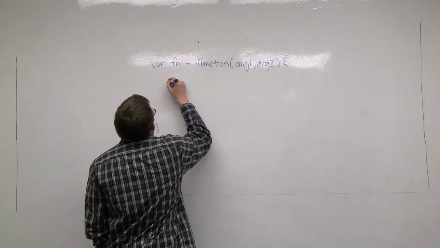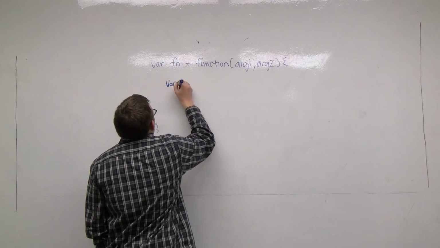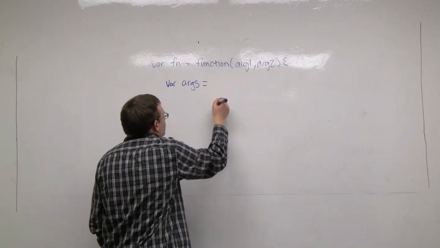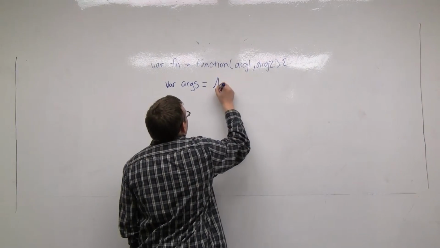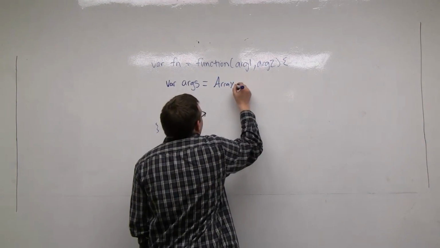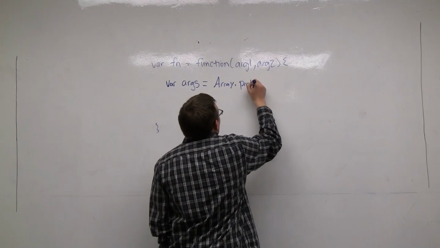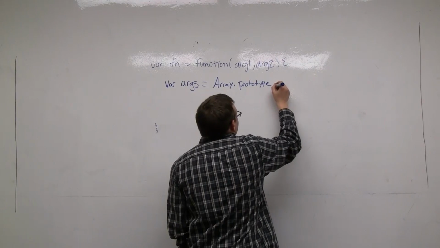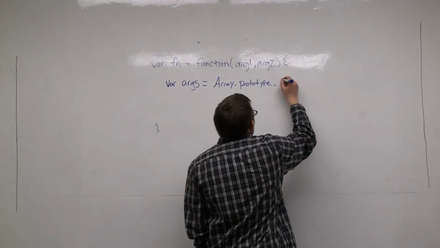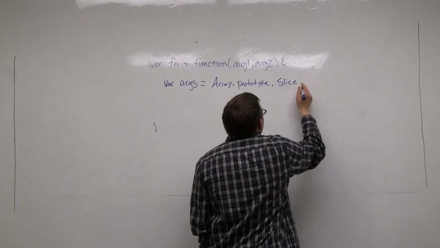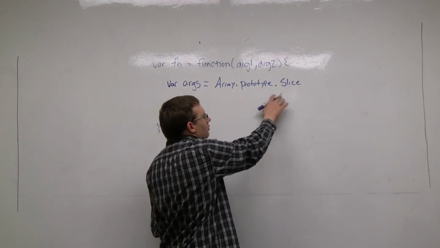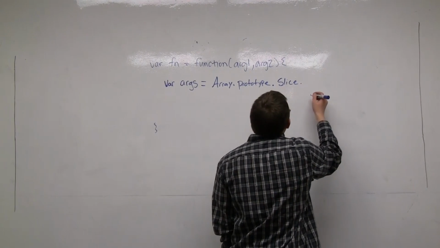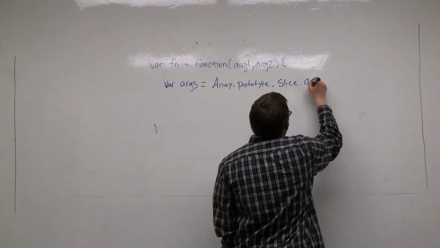So we're going to say var args equals, hang on to your hat, Array.prototype. We'll get to this in a minute. Good segue. Dot slice, right? Yeah, slice. Slice is a function that every array has. Dot apply, or call, either one.